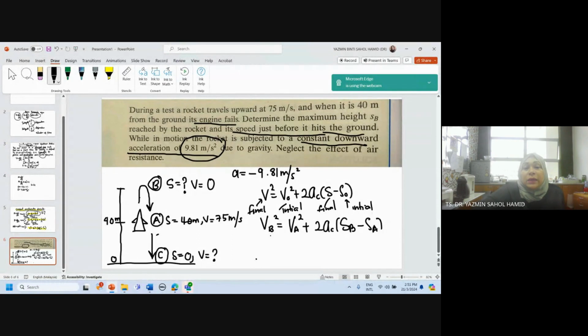So VB will be what? 0. VA will be 75. Acceleration will be negative 9.81. And SB will be 40 minus 0. Sorry, wrong. Our SB is actually the unknown that we want to find, and our SA is actually 40. So from here, what is our SB value? Can you please calculate for me?